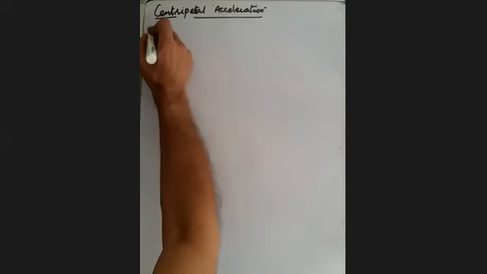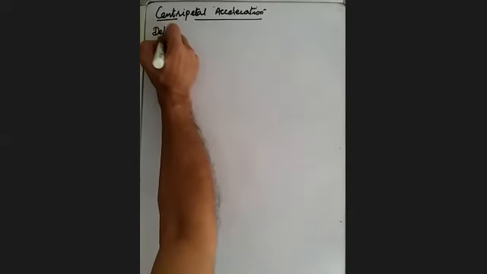Acceleration of an object which is undergoing uniform circular motion is called centripetal acceleration. So yesterday we had discussed the definition of centripetal acceleration. Now, let's write down the definition.